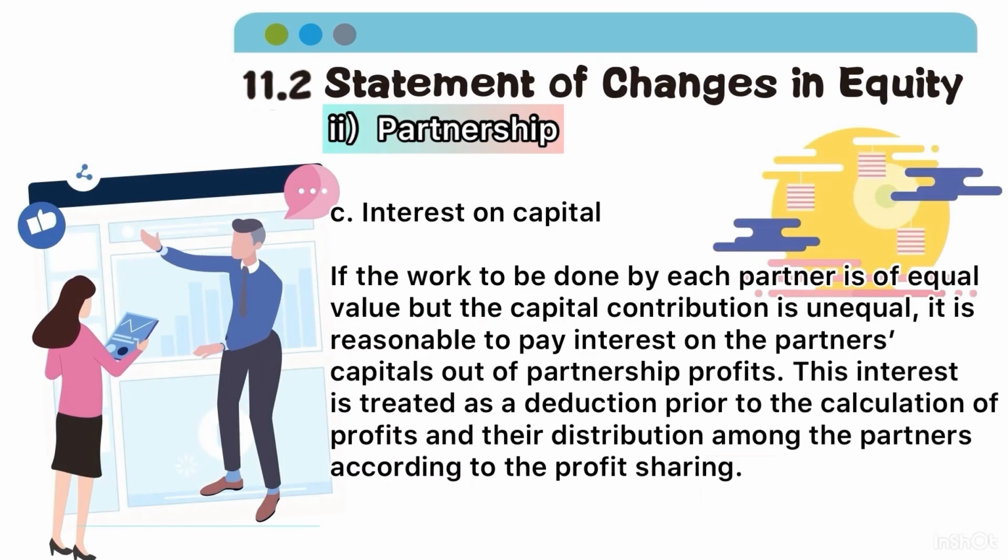C. Interest on capital. If the work to be done by each partner is of equal value but the capital contribution is unequal, it is reasonable to pay interest on the partners' capitals out of partnership profits. This interest is treated as a deduction prior to the calculation of profits and their distribution among the partners according to the profit sharing.